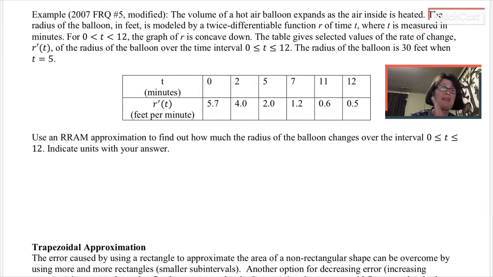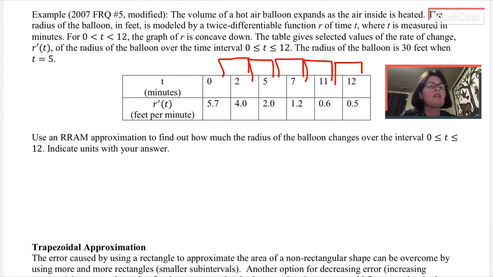On the AP test, they would tell you exactly how many intervals to use, or they would say something that made it obvious. So the words I should add in here: use an RRAM approximation with the sub-intervals suggested by the table to find out how much the radius changes. So that tells me I'm going to use these rectangles: a rectangle that covers from 0 to 2, a rectangle that covers from 2 to 5, one that covers from 5 to 7, from 7 to 11, and 11 to 12.